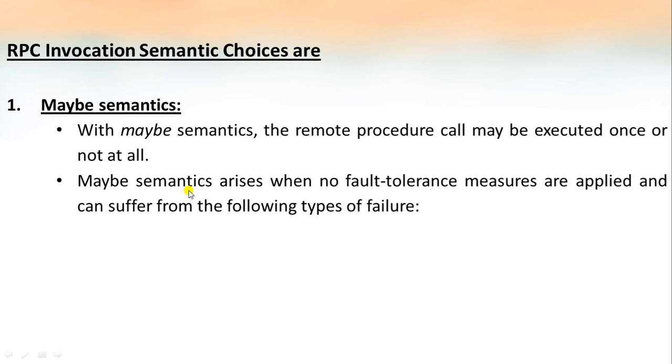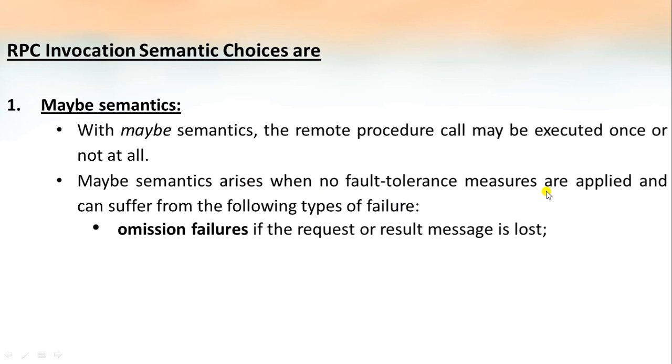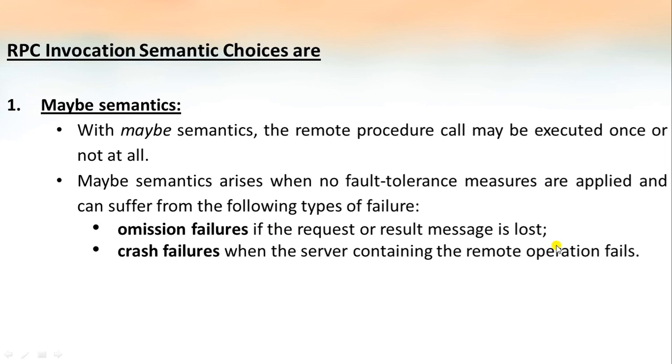Maybe semantics arises when no fault tolerance measures are applied, and it has two types of failures. First one is the omission failure. That means if the request or result message is lost, either the request message or the result message, it is termed an omission failure. Next one is the crash failure. This happens when the server containing the remote operations fails.